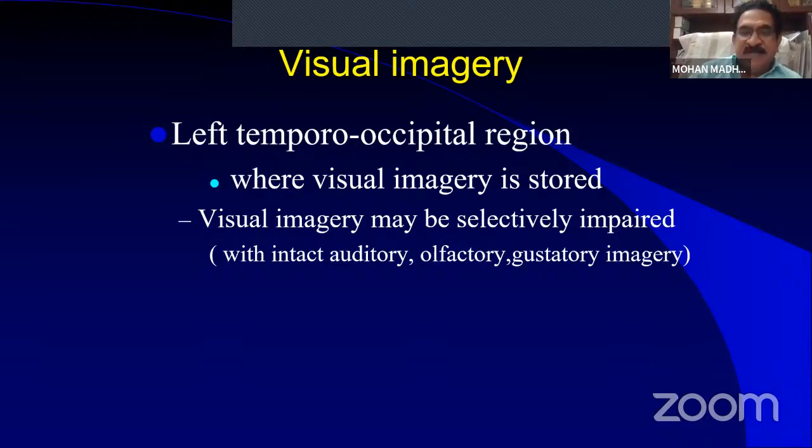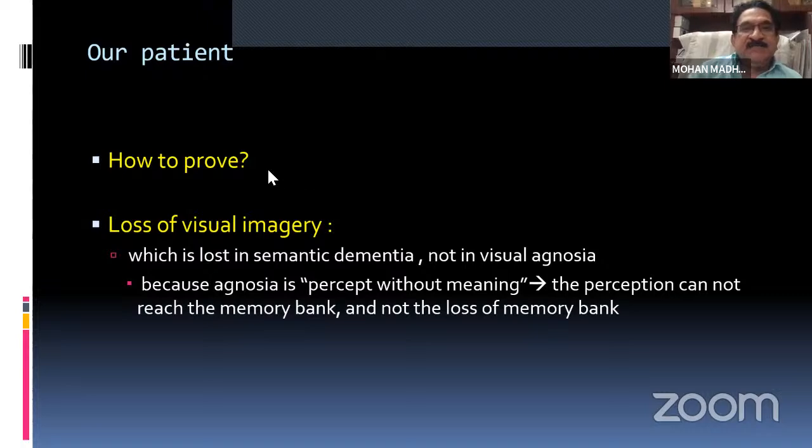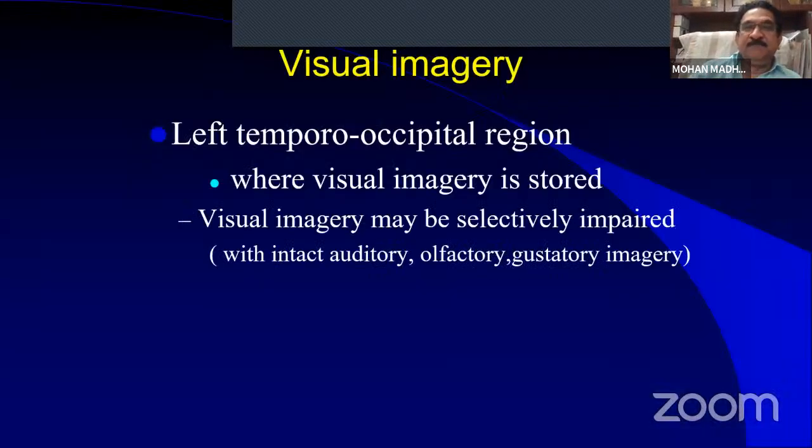That's what I said, the basic definition is a very important, beautiful definition which I always like. Agnosia is intact perception, but without meaning. That's the definition of agnosia. The memory is normal, so we can imagine from memory, no problem. That's why it tests the visual imagery.